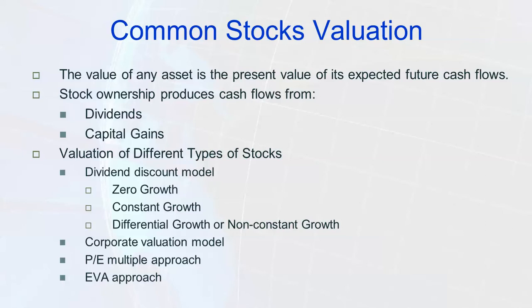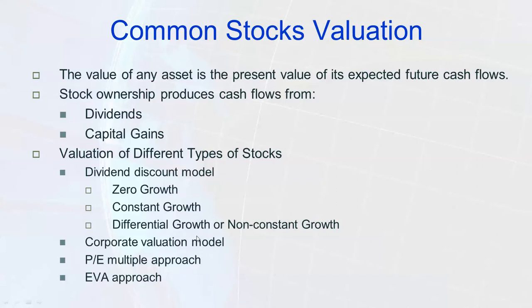Okay, so common stock produces two types of cash flows, which are dividends and capital gain, and we can use several different models to compute common stock value. The most common one is the dividend discount model, and then the corporate valuation model. So in this lecture I'm going to go over the dividend discount model and the corporate valuation model. Under the dividend discount model, we're going to be using zero growth, constant growth, and different growth models. Basically we are applying the time value of money concept here in finding common stock value.